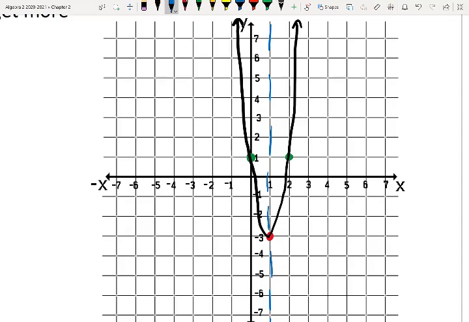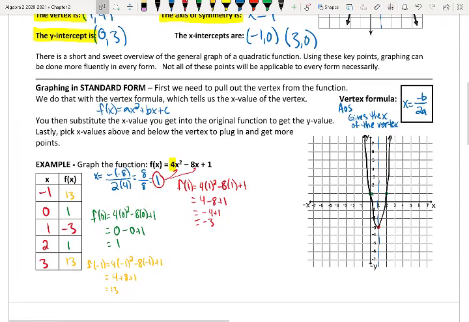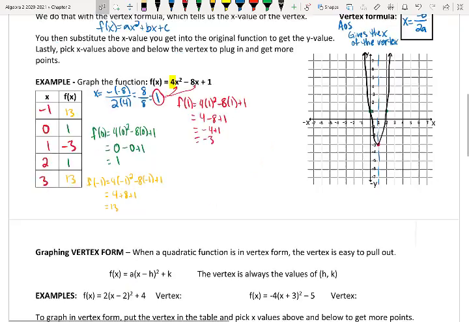So that's another option for you. It's really up to you which one makes more sense in your brain. But as long as you find that vertex and then you find 2 points to the left or the right, the method that you choose to identify those points is really up to you. It's personal preference.